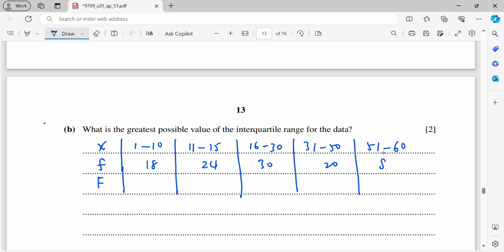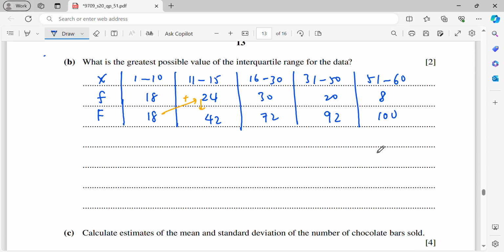Now the cumulative frequency is the accumulated frequency, which means that now you keep adding, right? And write down the answer over here. So that means 18 plus 24, that will be 42. 42 plus 30, 72. 72 plus 20, 92. Then the last one is 8. So 92 plus 8, 100.